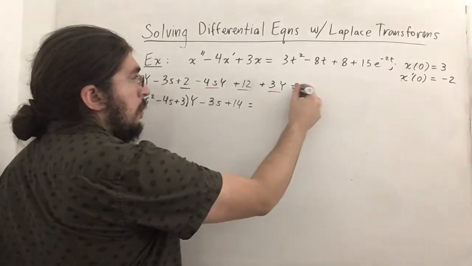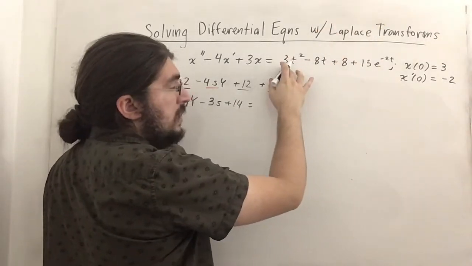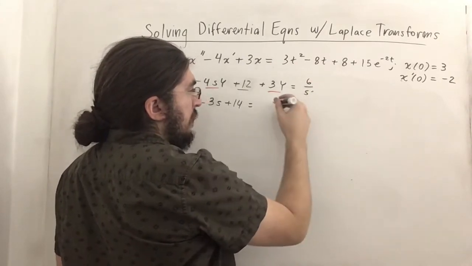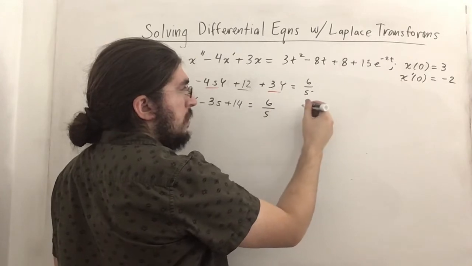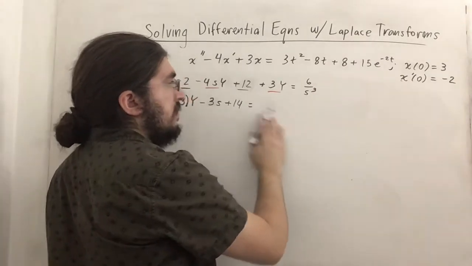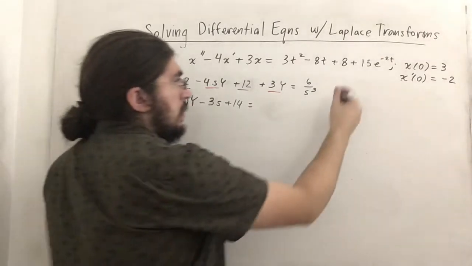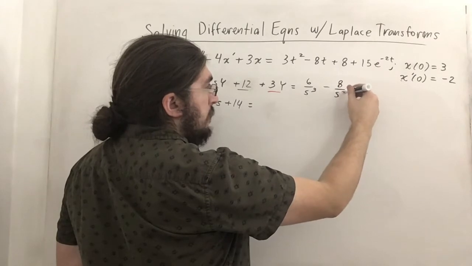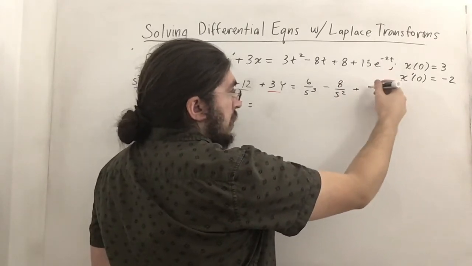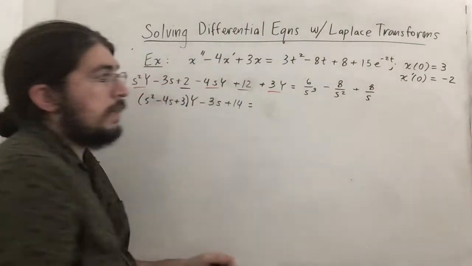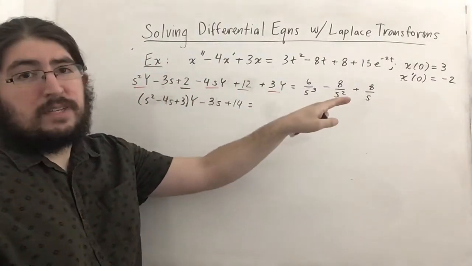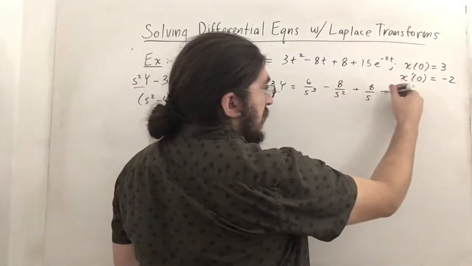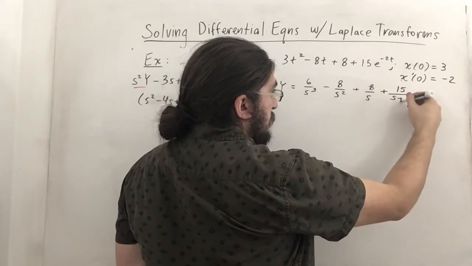Now when you take Laplace of this side, Laplace of t squared is 2 over s cubed, so it's going to be 6 over s cubed. Minus Laplace of t is going to be 1 over s squared, so it's going to be 8 over s squared. And then Laplace of 8 is going to be 8 over s. Okay, now Laplace of e to the negative 2t is 1 over s minus negative 2, which is 1 over s plus 2. But then times 15 is going to be 15 over s plus 2.